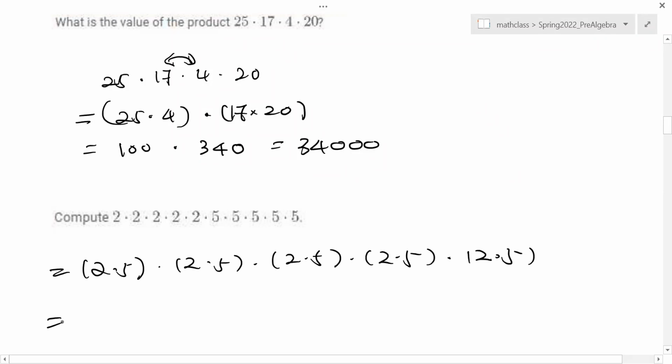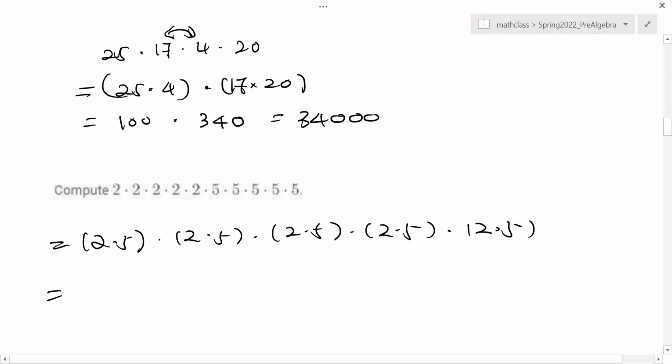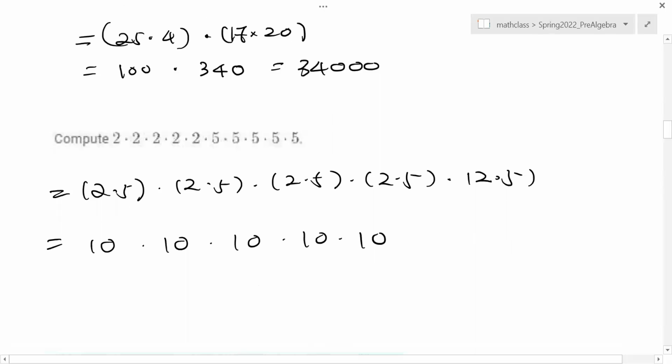All right, so 2 times 5, 2 times 5, 2 times 5, and then you get 10 times 10, times 10, times 10, times 10. So multiply this out, and you put 5 zeros. All right, so that's a quick way to solve the problem. Just regroup them, and put the parentheses on each pair of the numbers, because once you decide 2 times 5, then you put a parenthesis.